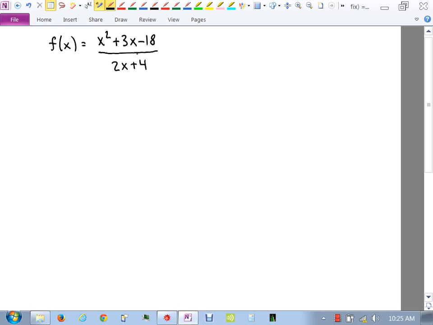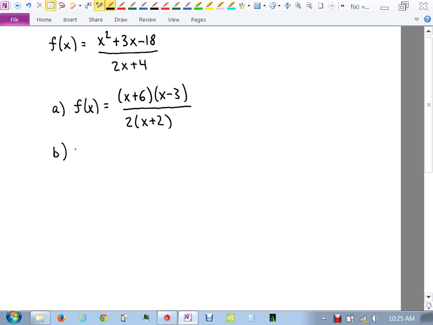All right. First step, factor. So I factor the numerator, x minus 3 times x plus 6. Factor the denominator. I can just take a 2 out, that's it. Part B, check. I don't have any common factors. Part C, x-intercepts. What are my x-intercepts? Negative 6 and positive 3. How did I get my x-intercepts? Set numerator to 0. Good.